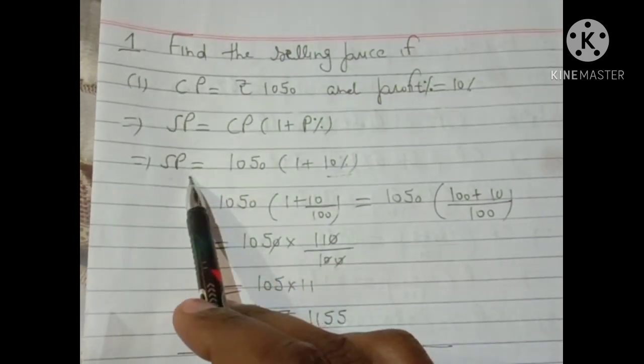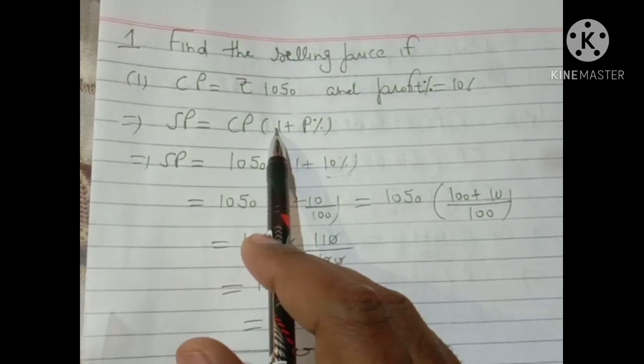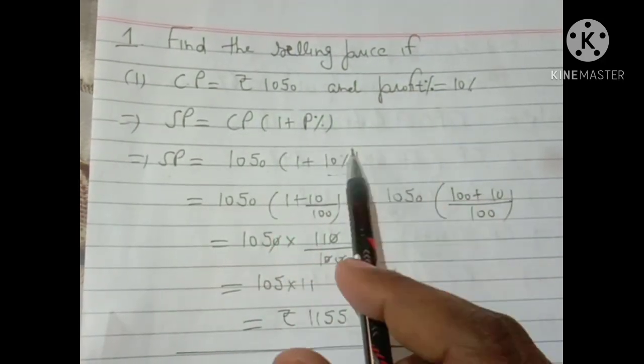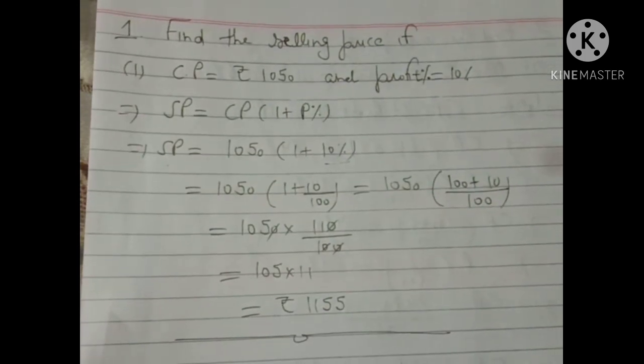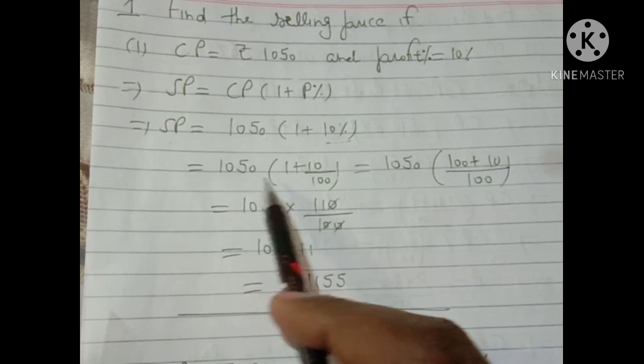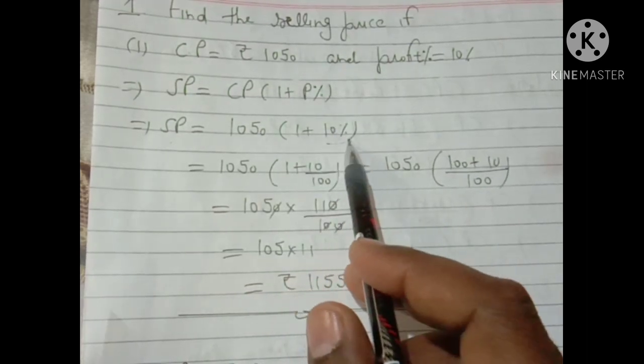And now you can see SP we have to write down as it is, because the value of SP we have to find out, and the value of this CP is 1050, and 1 as it is, then plus into profit percentage, which in this case is 10% given to us. So we have to put the value 10% here. And now you can see in the next step 1050 into 1 plus 10%, and now we have to remove this percentage sign from here.